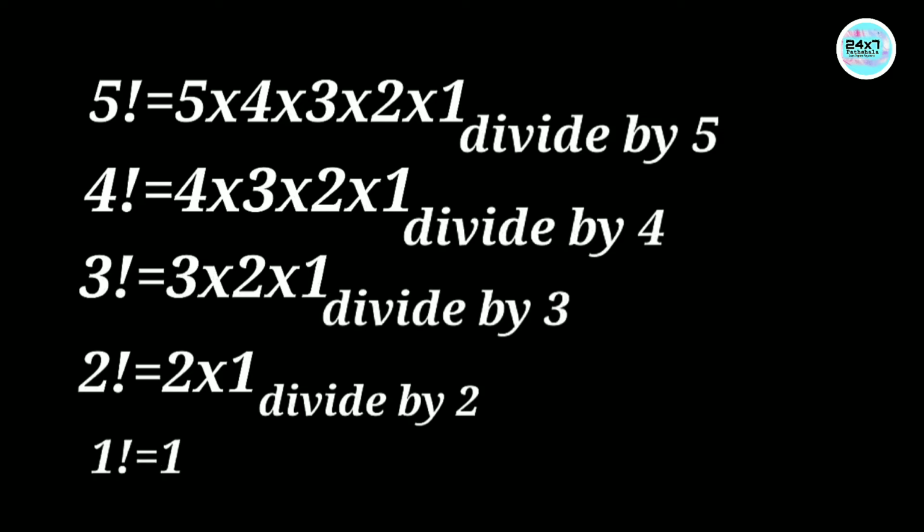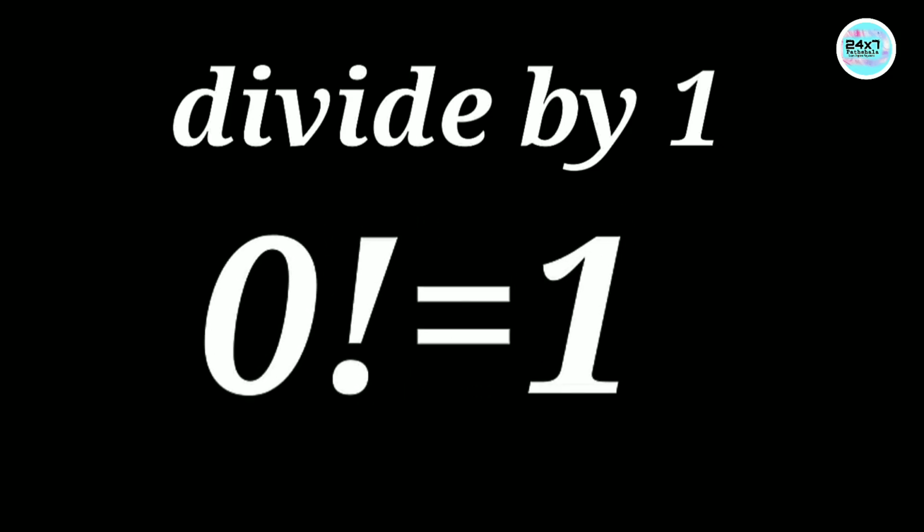Now the time is for 0 factorial. Divide it by 1 and you will get 0 factorial equal to 1.